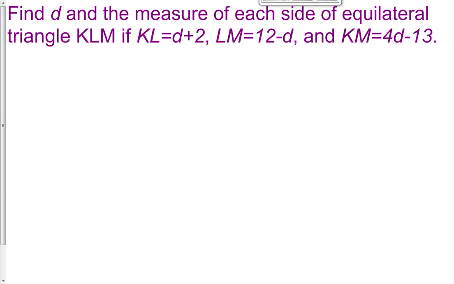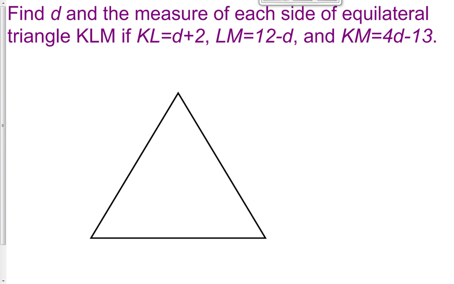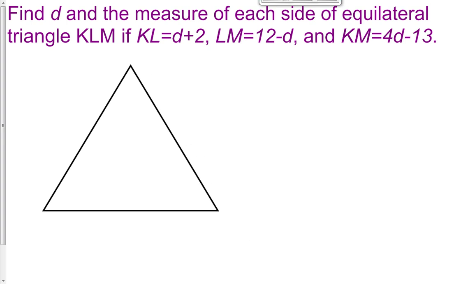In geometry, we deal with a lot of shapes, a lot of pictures. Let's draw ourselves an equilateral triangle. Might be a little easier for me, but you can sketch one as best you can. Just draw a triangle on your paper and let's call the triangle KLM. It doesn't matter where you put the vertices, but put K at one point, L at another point, and M at a third point. So KL is D plus 2, LM is 12 minus D, and KM is 4D minus 13.